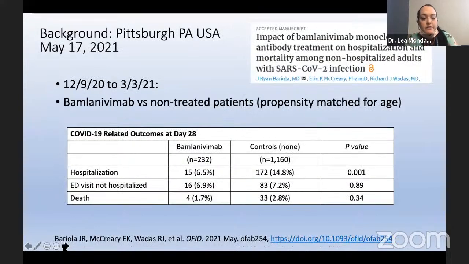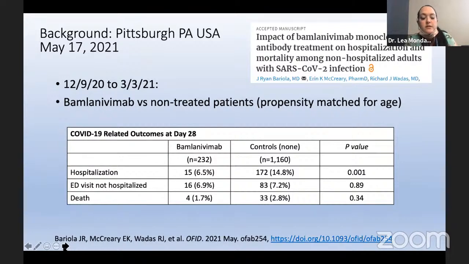Next is very recent data that came out last week out of Pittsburgh, and these compared bamlanivimab alone to a group of propensity matched non-treated patients. They actually had over 10,000 control patients that were eligible, and then they propensity matched them. So the control group was around 1,000. And overall, hospitalization rate in the BAM group was around 6.5 versus 14% in the control group that received nothing.